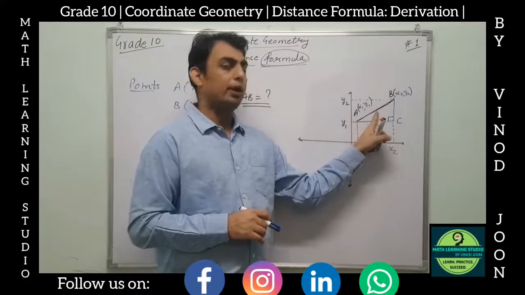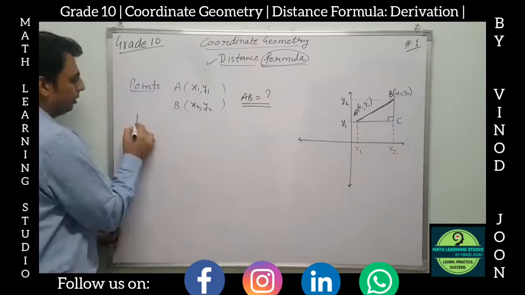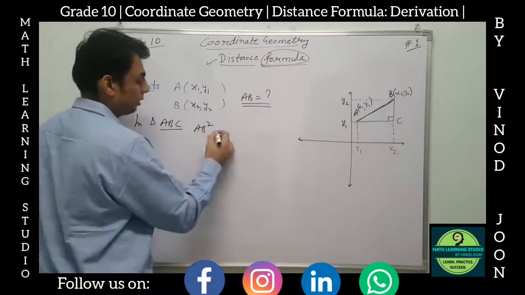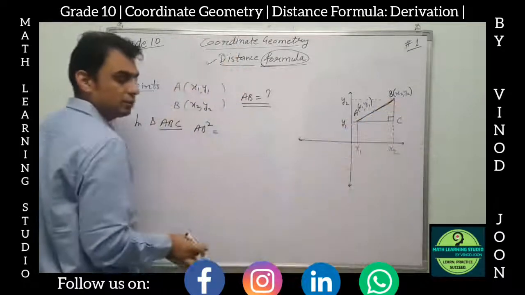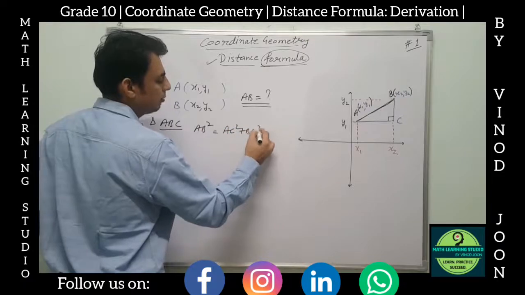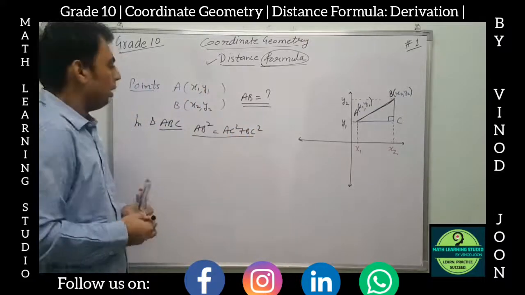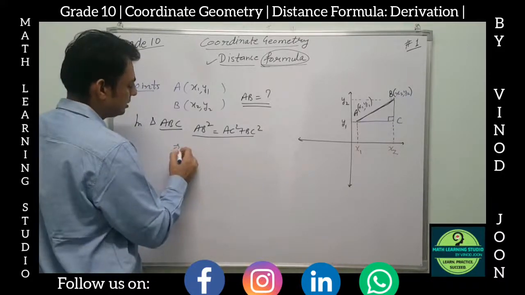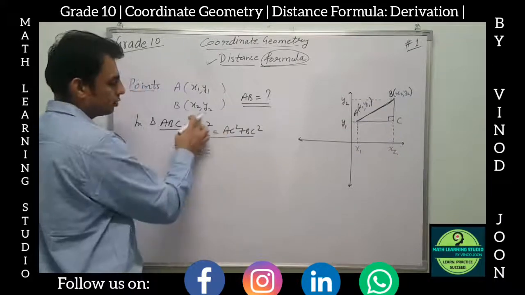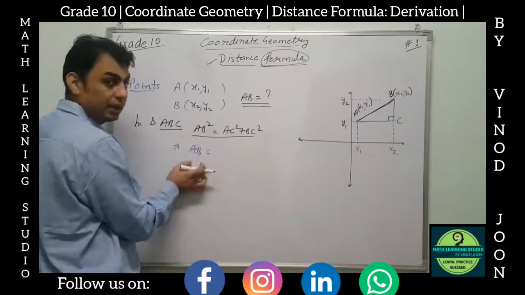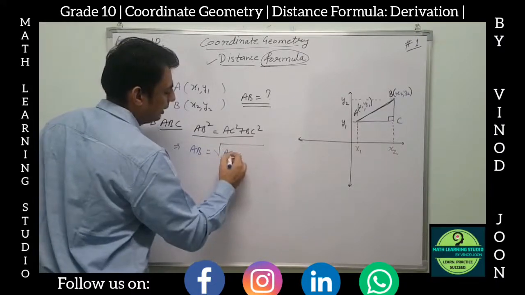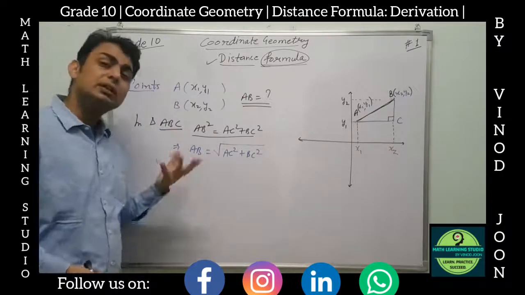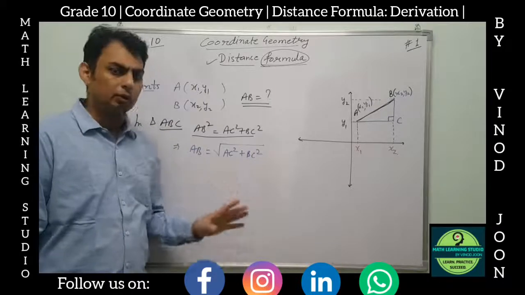It says that in triangle ABC, the square of the hypotenuse, that is AB square, should be equal to the sum of the squares of the other 2 sides, that is AC square plus BC square. This is what we know. Now our motive is to find the value of AB. So we can just simply take the square root both sides. So this becomes AB only, and there we'll get the square root of AC square plus BC square. But this is the general length of AB in this right angle triangle.